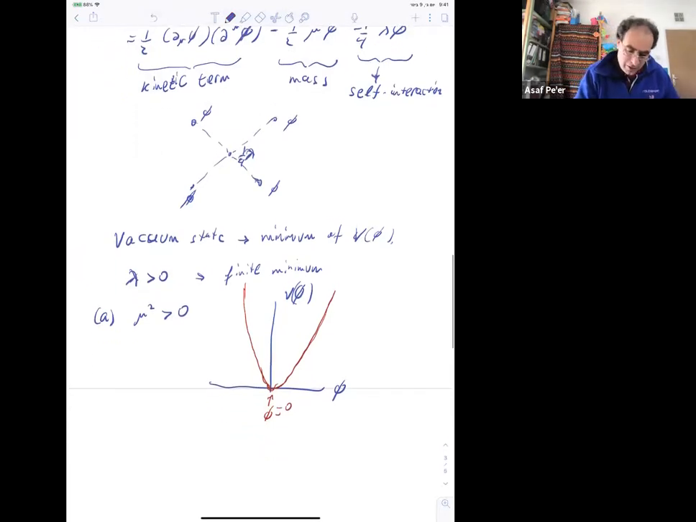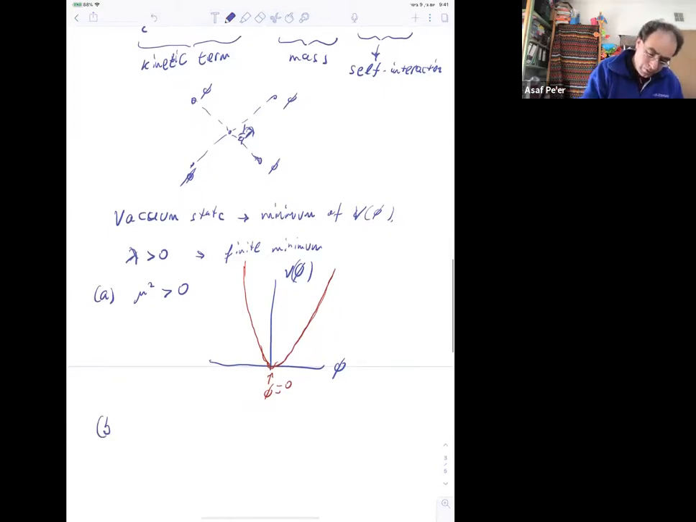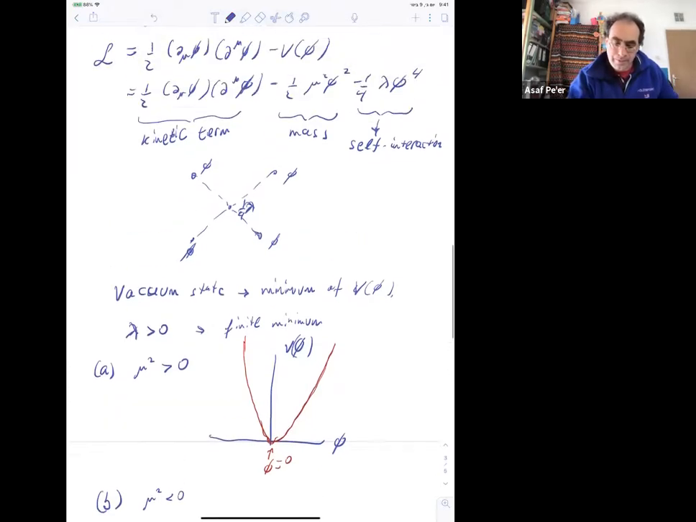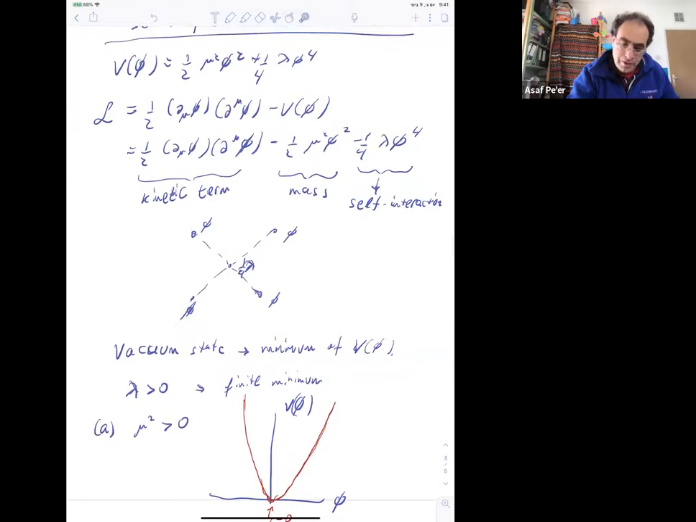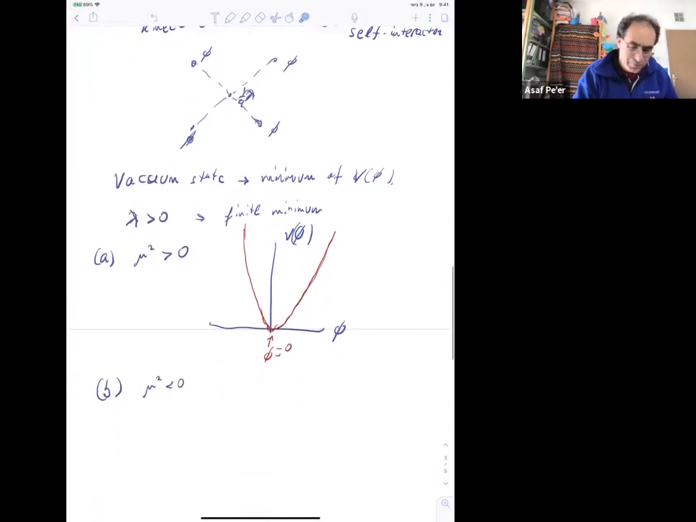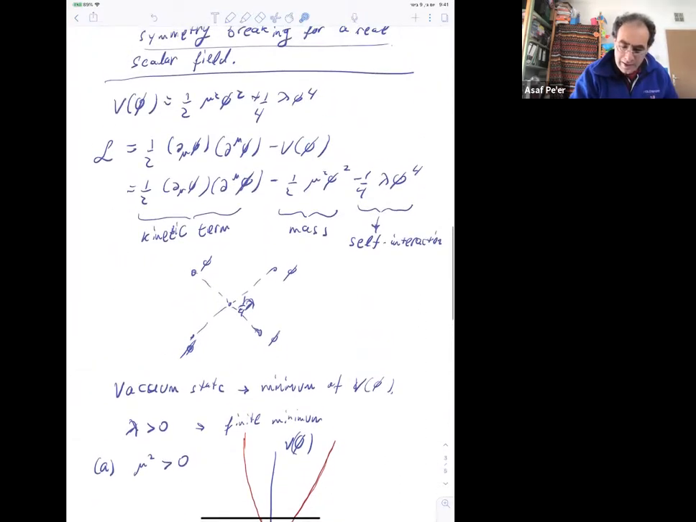But we can think of a second option. What if mu squared is smaller than 0? Remember, this is how the potential looks like. This is going to be negative, and this is going to be positive. Lambda has to be positive. Since this is negative, we cannot interpret this as a mass anymore.